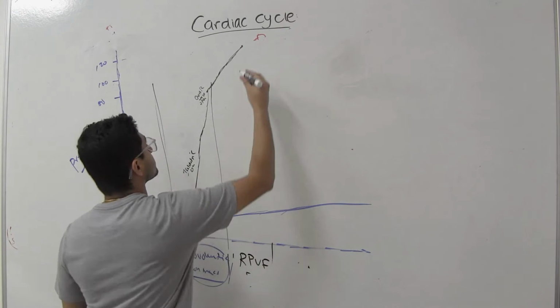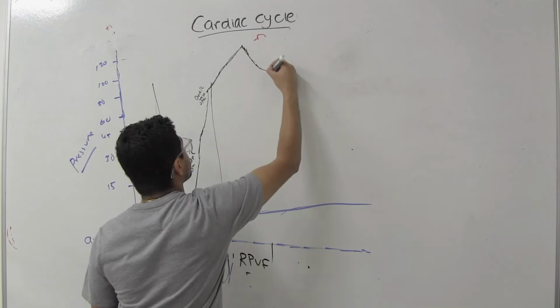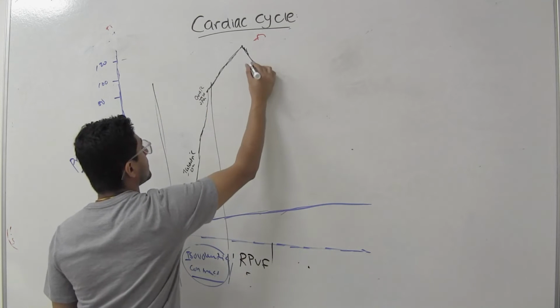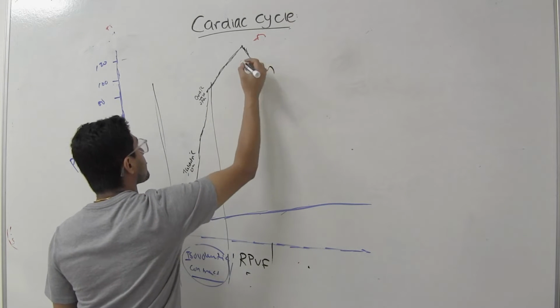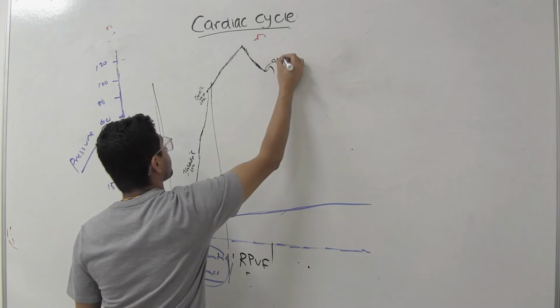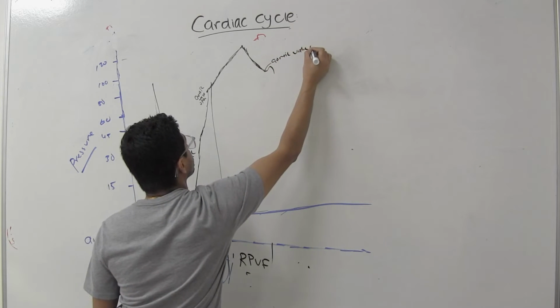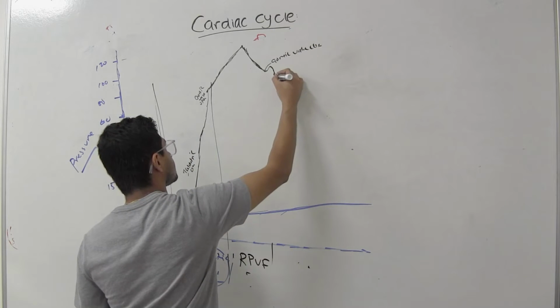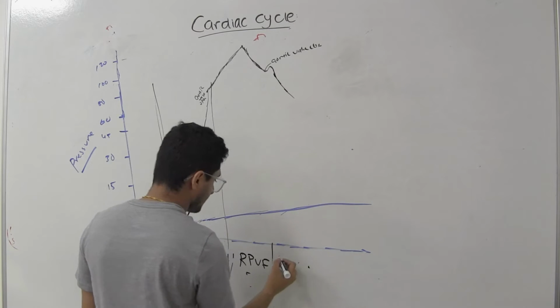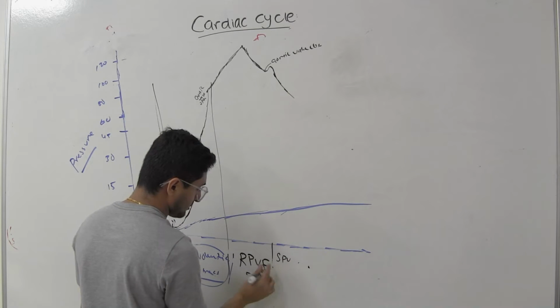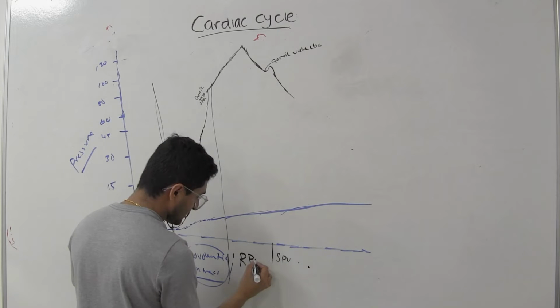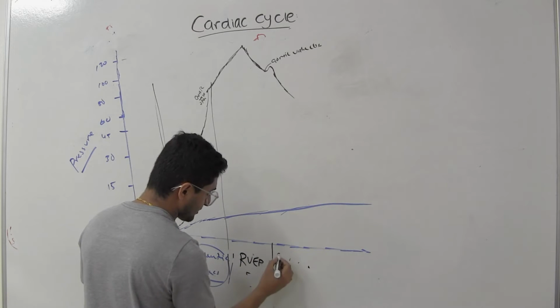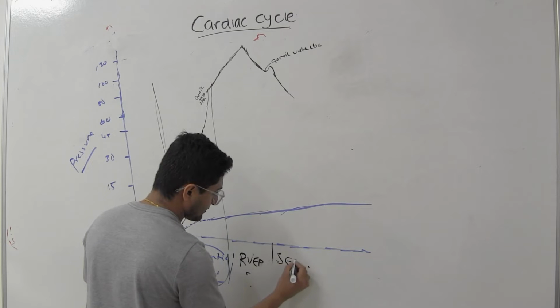After that, the pressure starts coming down, and around 100 or so, the aortic valve closes, at about 100 to 104. Then it keeps coming down. This phase is called the slow ventricular ejection phase for the ventricles.